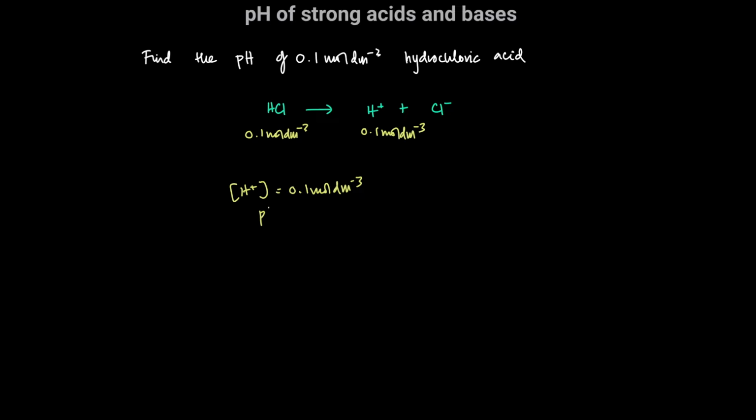which means that the pH is just the minus log of H plus concentration, which is minus log of 0.1, and therefore the pH comes out to 1. So the pH of 0.1 mole per dm cube hydrochloric acid is just 1. All right. So let's move on to the next question. Now the question is saying, find the pH of 1 mole per dm cube sulfuric acid.